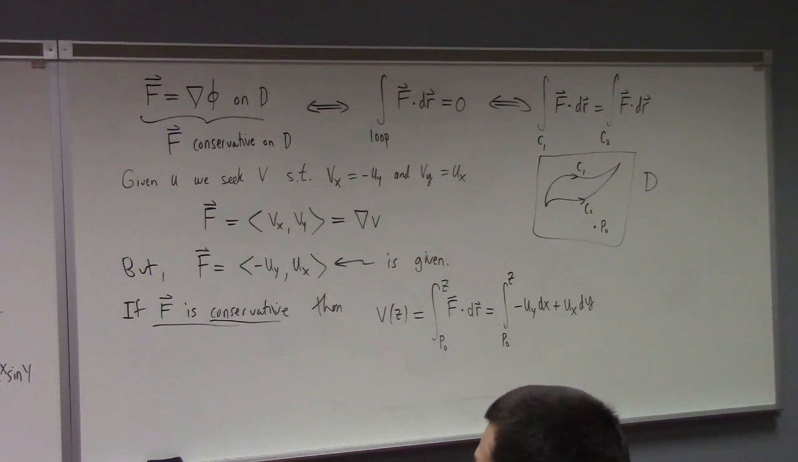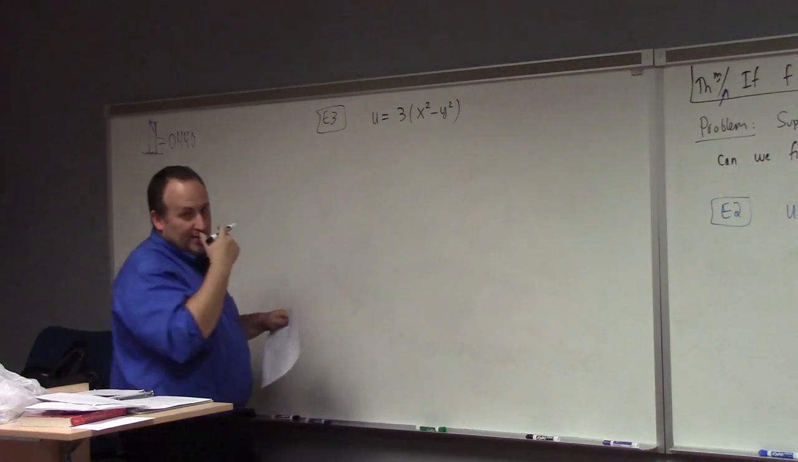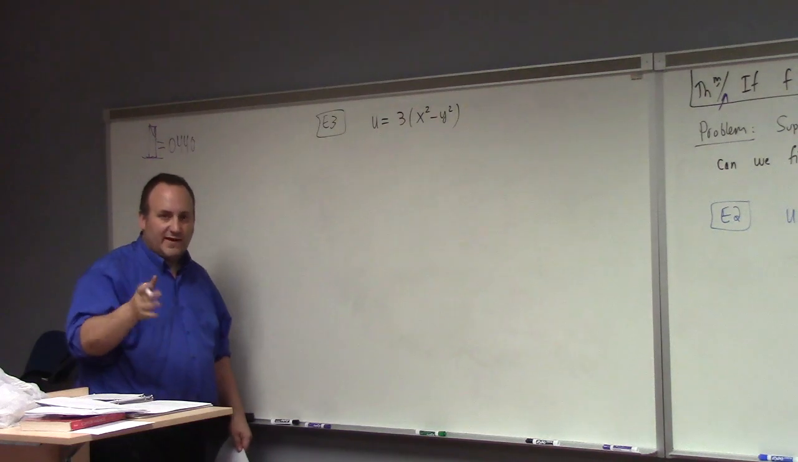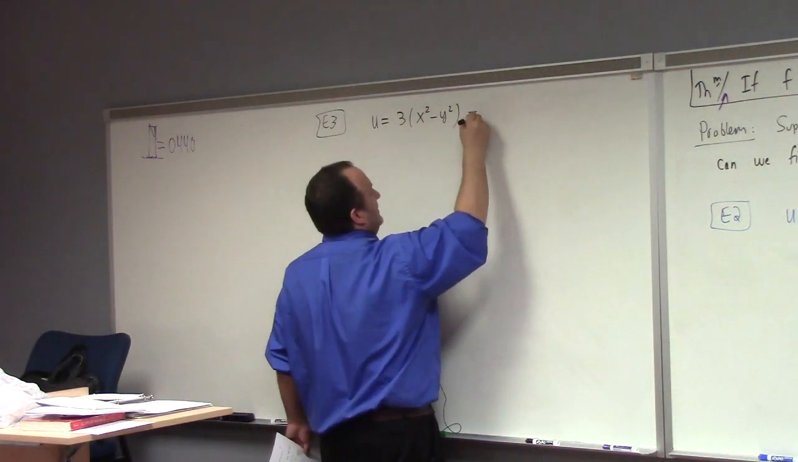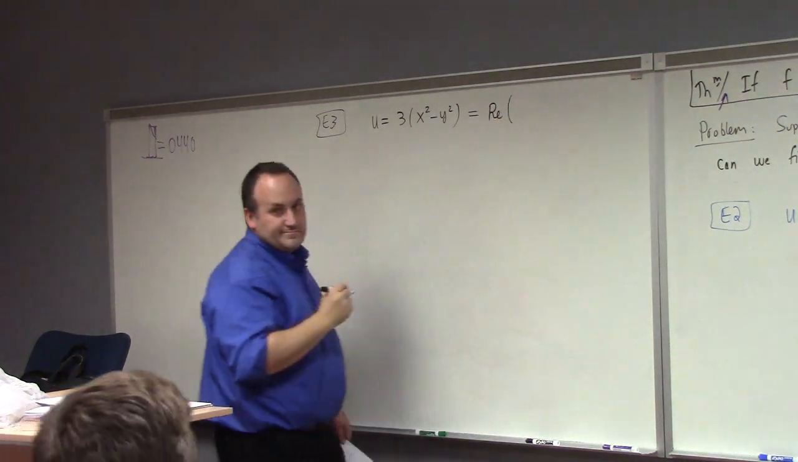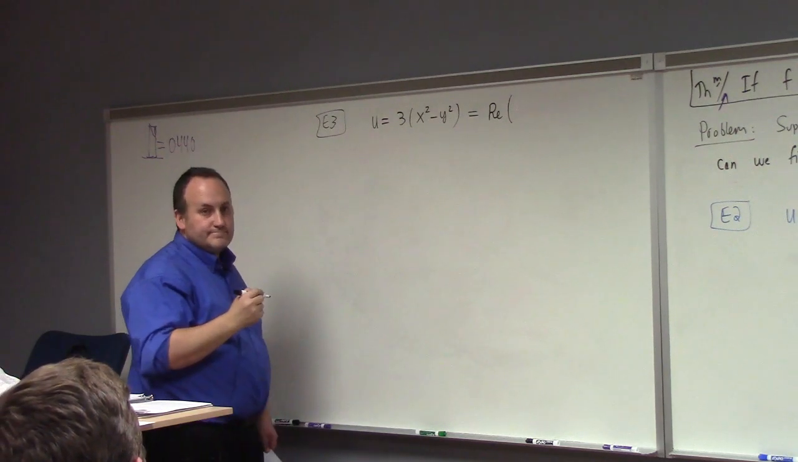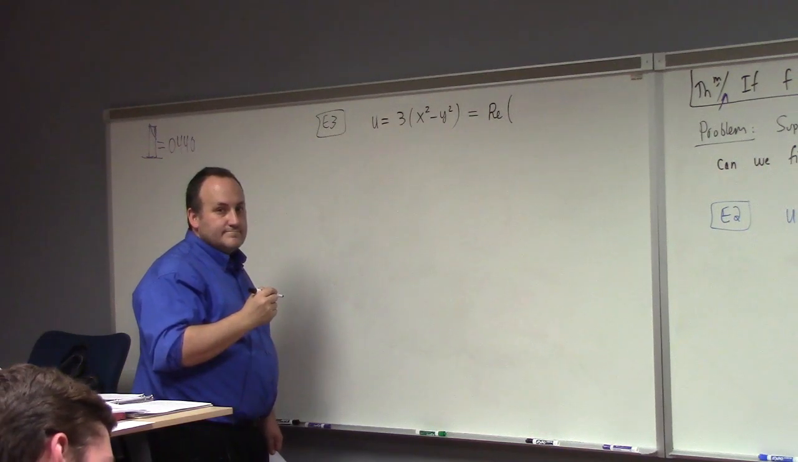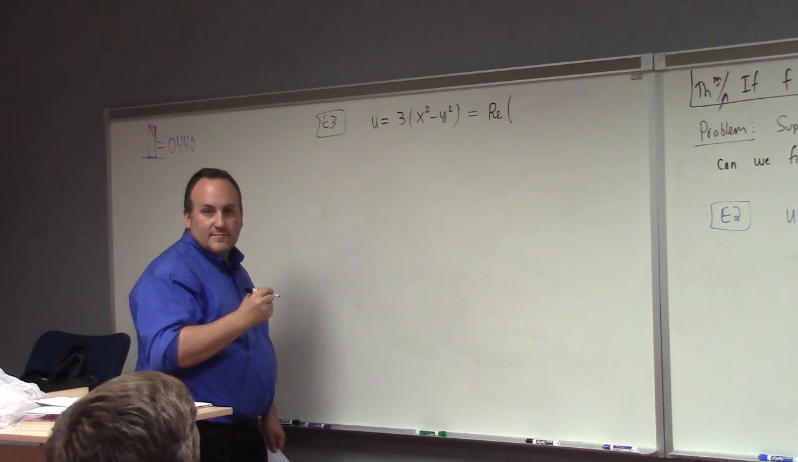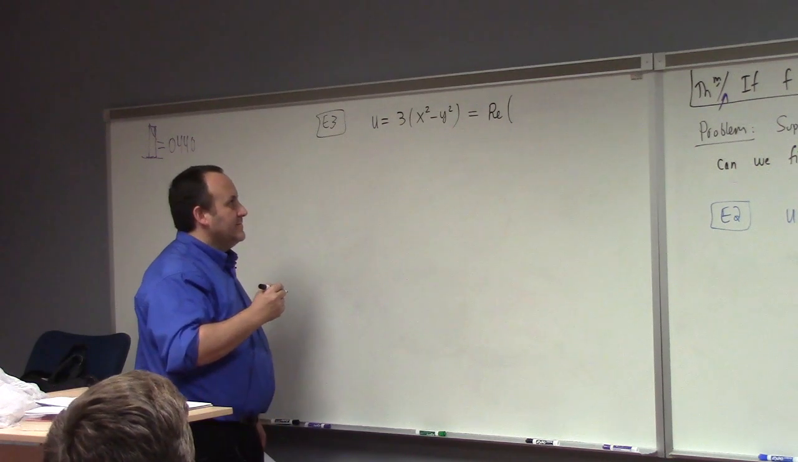U is equal to 3 times x squared minus y squared. What should you tell me the harmonic conjugate is to this? You should recognize, this is the real part of what complex function? The log of the conjugate? No. Modulus of the conjugate? 3z squared. Ah, there we go.